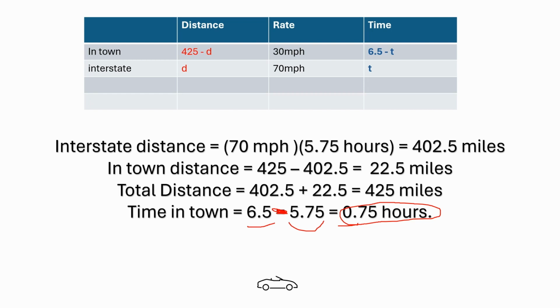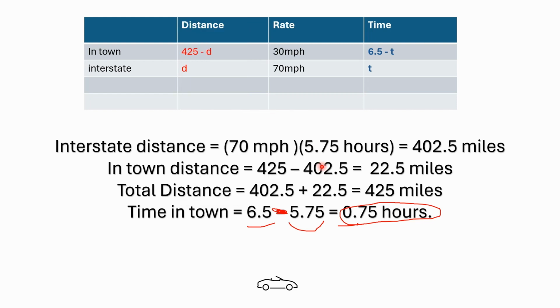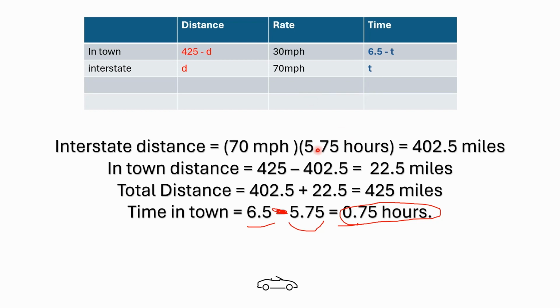So if we needed to know that, I mean the question originally, we want to get back to what was the only thing we were really asked to do here. Well, what we were really asked to do originally was only how far did John drive on the interstate? Well, we answered that. On the interstate, he drove 402.5 miles. But when I work these things out, I like to go ahead and figure out, okay, what was the in-town distance? What was the in-town time? And does it make sense?